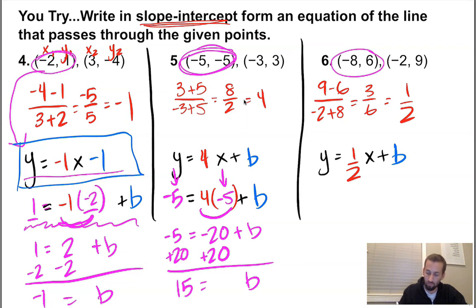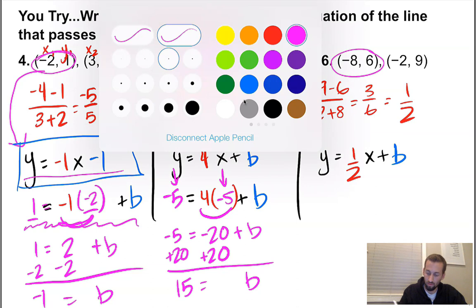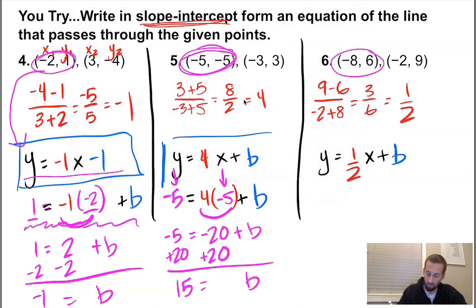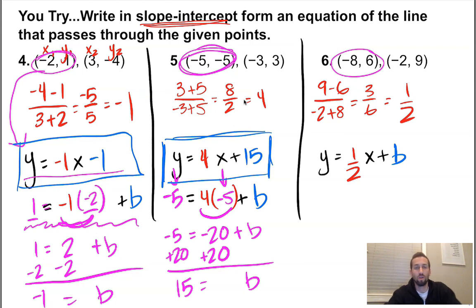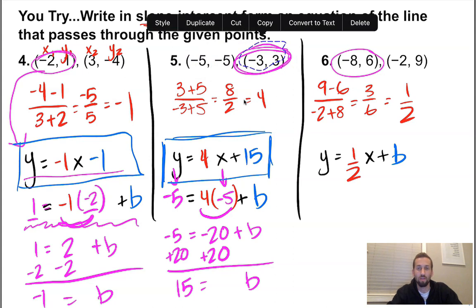And so going back to my other equation, back up here. Again, I want this in slope-intercept form. Again, what I was missing was b. Now I know b is 15, and I can plug that back in. Now, the nice thing, just so you guys know, is I could use the other point as well, and it would work. I should get the same answer.